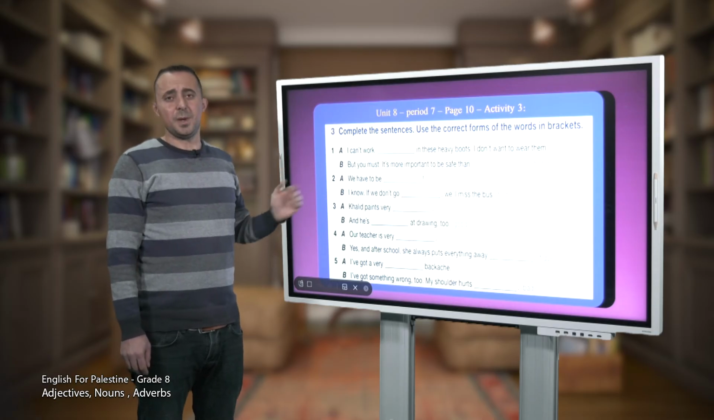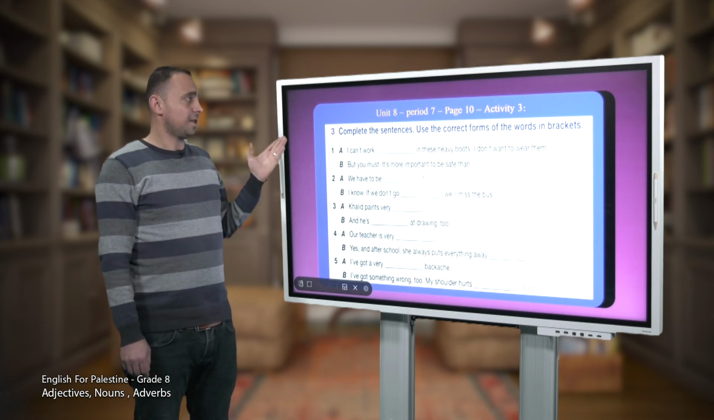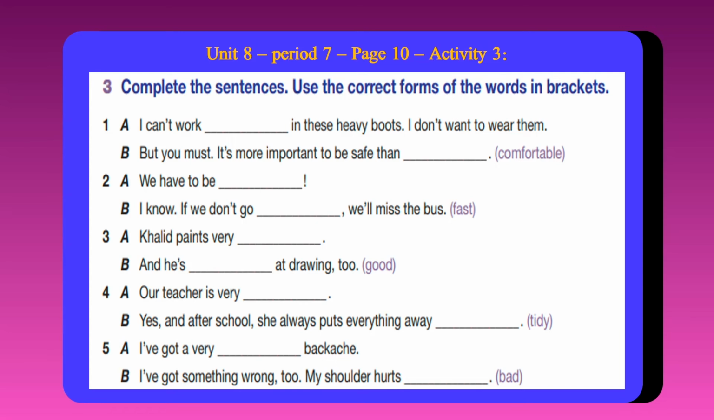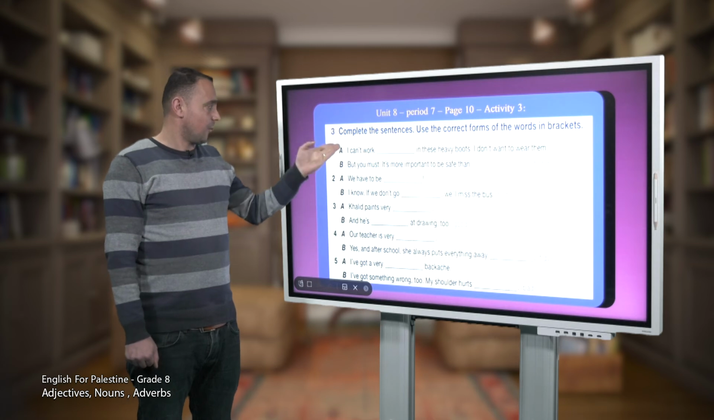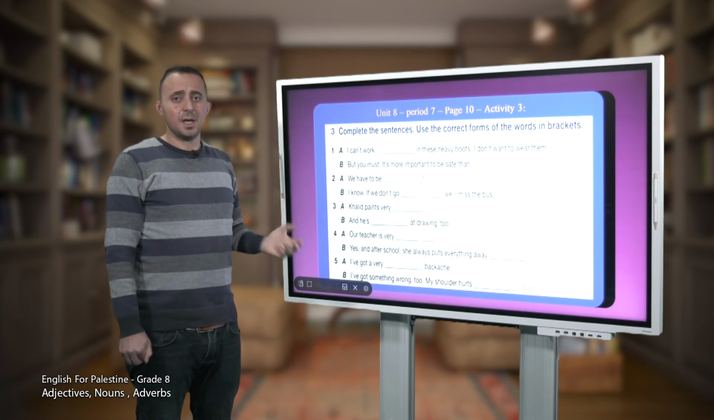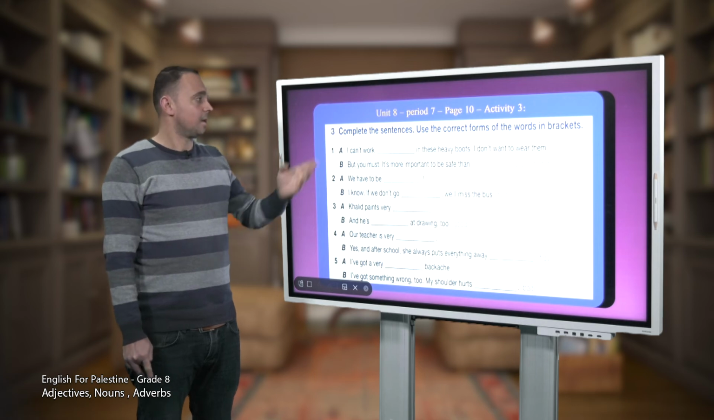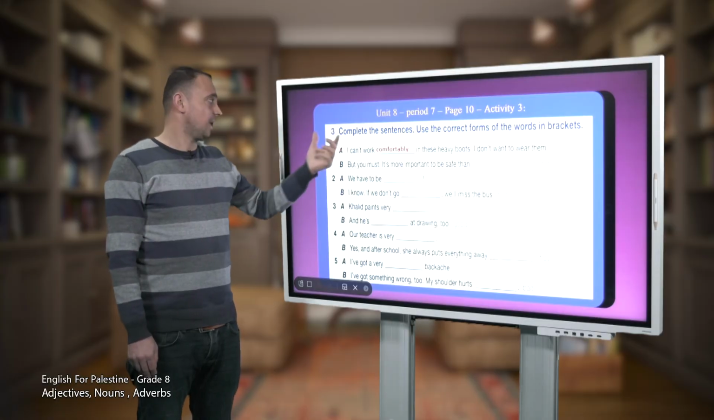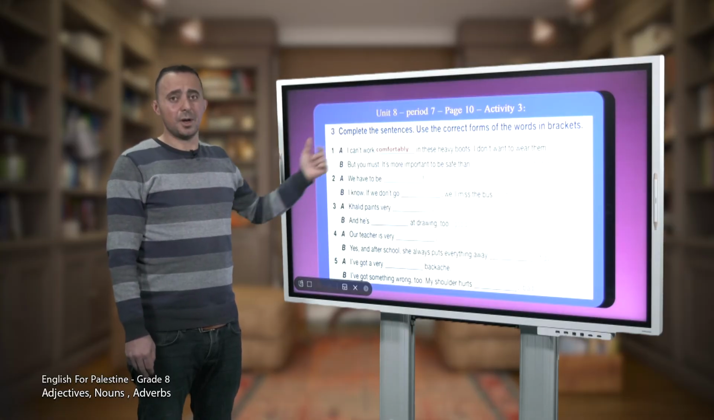Students, it's time to practice. Here we have an activity, page 10. We are going to complete the sentences using the correct form of the words in brackets. Now, number 1, I can't work in these heavy boots. I don't want to wear them. What do we need here, students? Adjective or adverb? Very good, we need adverb, comfortably, because here we have the verb work. So we need an adverb to describe the action work.